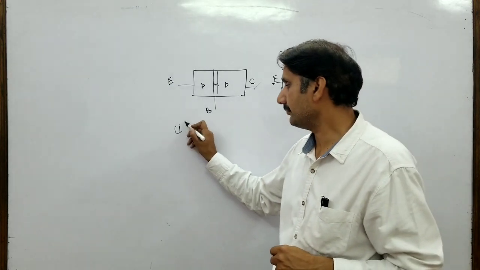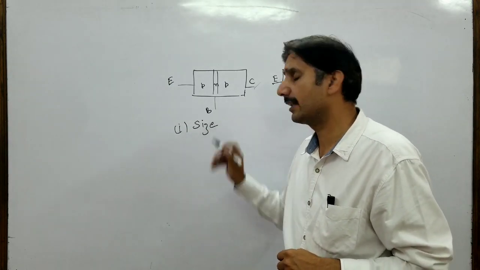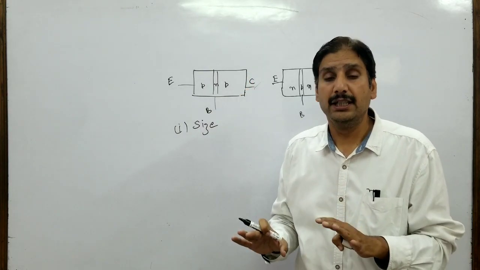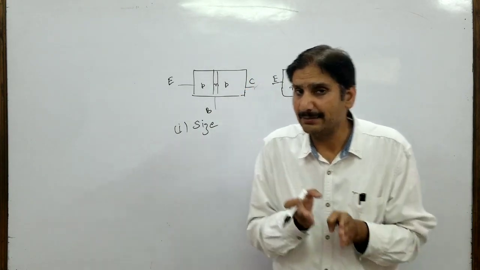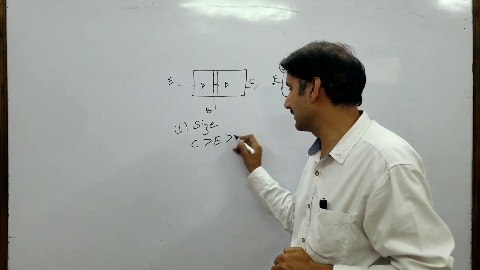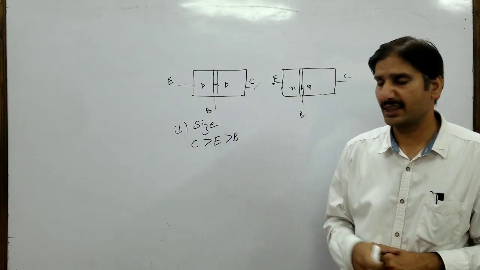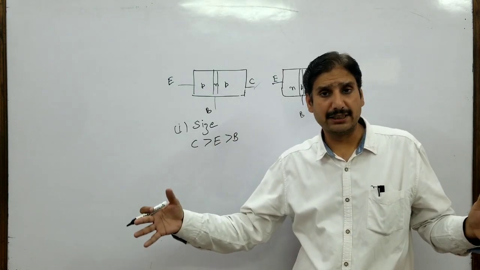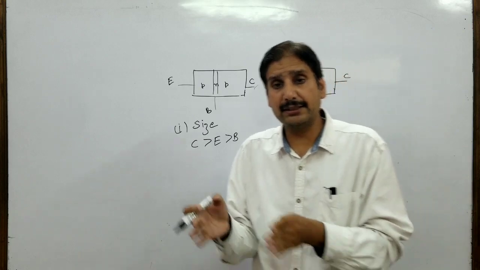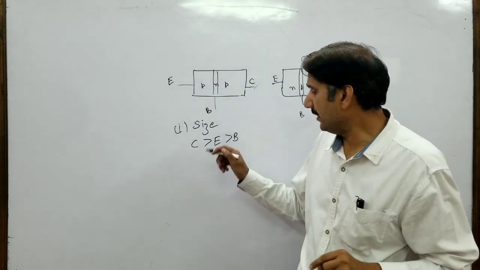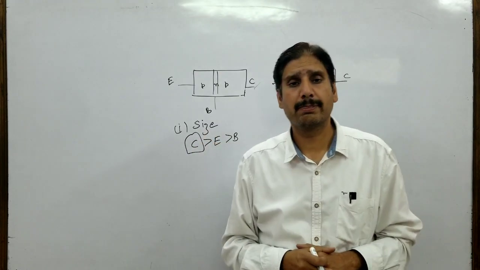Number one, size. The size of emitter and collector is not the same. Collector is made bigger than emitter. The size of collector is bigger than emitter, which is bigger than base. This is valid for both types of semiconductors. Base is very, very thin. Why is collector made bigger?